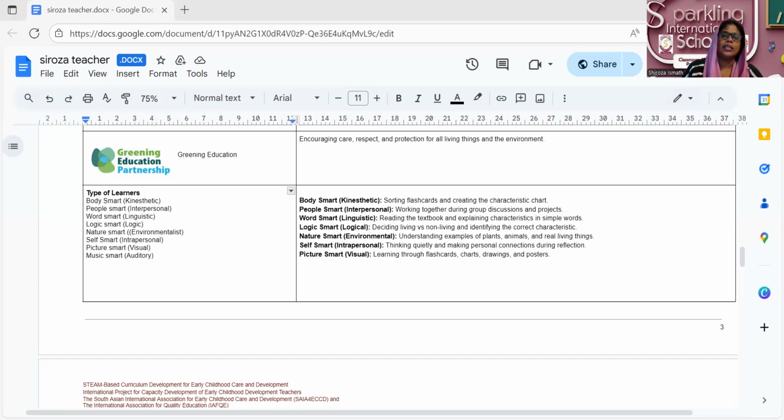Nature smart learners: some learners connect with nature. They enjoy learning through examples of plants and animals, so in my lesson, living and non-living things. Self smart learners: these students learn through reflection. The conclusion activity helps them think about what they learned and how they can apply it. Picture smart: these students learn by seeing. The flashcard, drawing, chart, and poster help them.